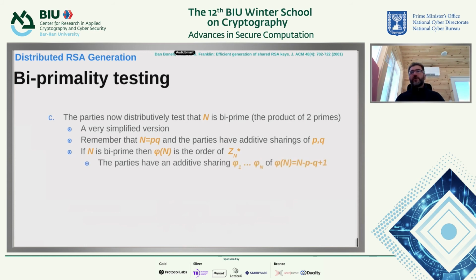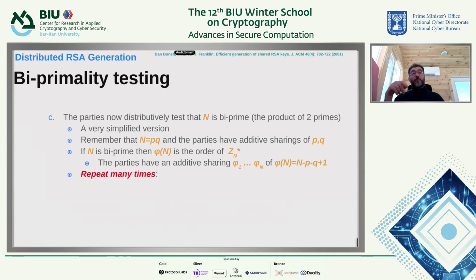So what are you going to do? Well, remember that the parties have an additive sharing of phi of N. Why? Because they have additive sharing of P and Q, and N is public. So all they have to do is use their local shares of P and Q to get an additive share of phi of N. So for example, the first player will put N and 1 in its shares, and all the other ones will use P_i and Q_i, okay?